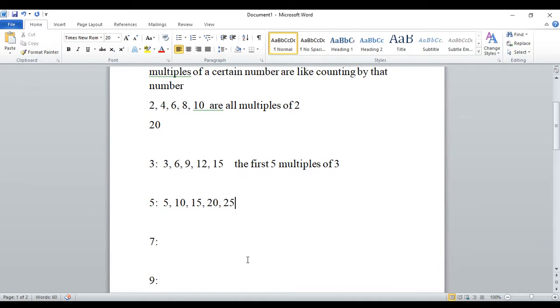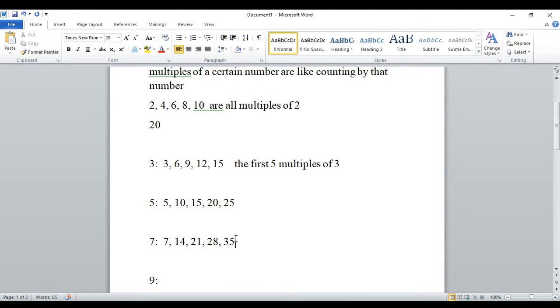So if we're trying to find the first 5 multiples of 7, start at the beginning. 7 times 1 is 7. 7 times 2 is 14. 7 times 3 is, I hope you said 21. 7 times 4, 28. 7 times 5, 35. So these are the first 5 multiples of 7.